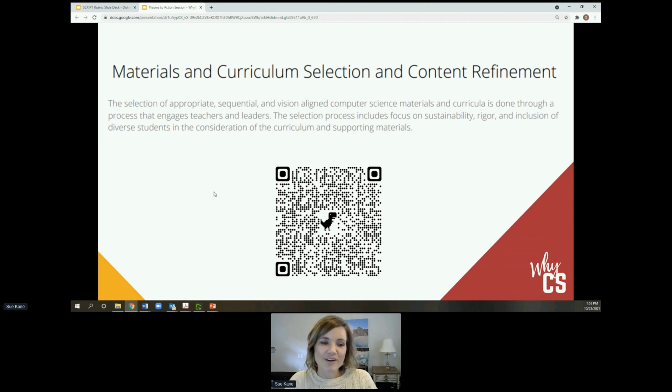CS for All also outlines what the specific focus of that CS curriculum is and what grade level it's appropriate for, so they can go down and do a little bit more specific looking for those curricular resources if they'd like to.